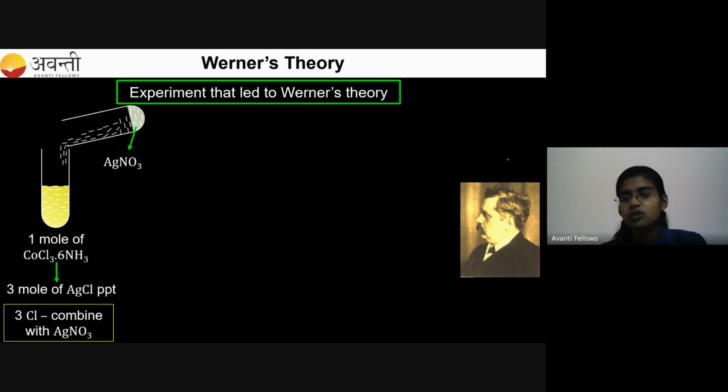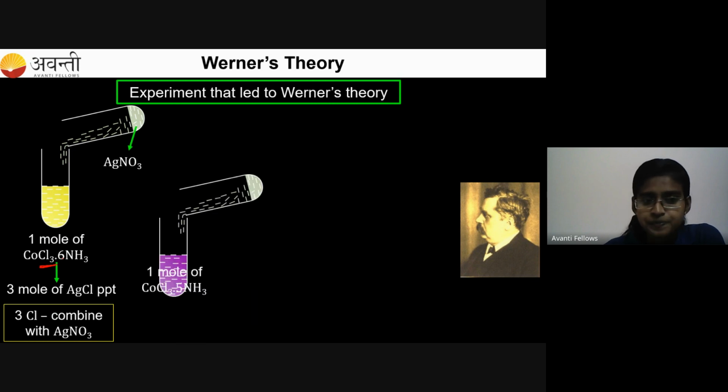He got 3 moles of AgCl coming out from the reaction. So what is the meaning of that? Only 3 chlorine atoms from the salt have combined with the AgNO3. That is the meaning.